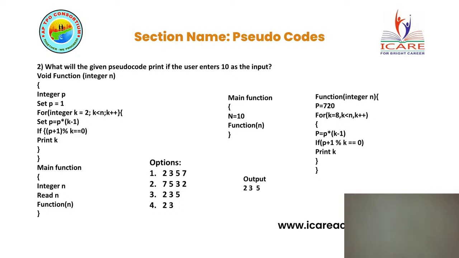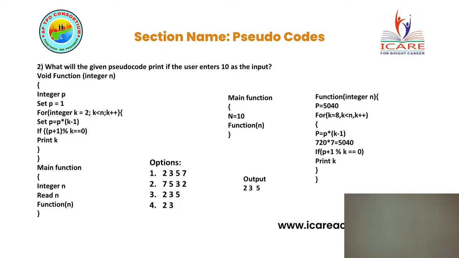k is equal to 8. So p equal to p into k minus 1. So again 720 into k minus 1, which is 7. So we are getting the value 720 into 7 is 5040. So again we are checking if p plus 1 modulo k is equal to 0. So we are updating the p value, 5040.